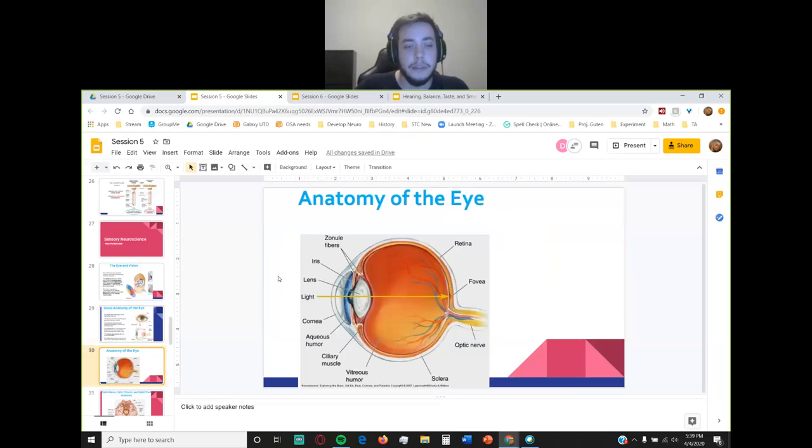So again, the important part here is the iris, the lens, cornea, knowing that the lens is in the cornea, and knowing the retina, fovea, and optic nerve. Sclera is that white outer side, but we shouldn't really talk about that too much, or any of the liquids, or too many of the muscles in there.